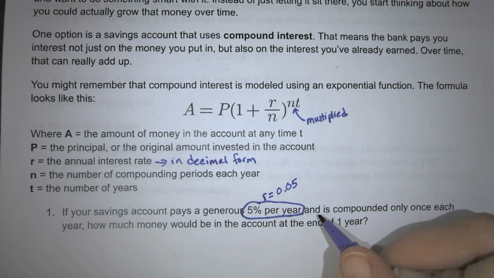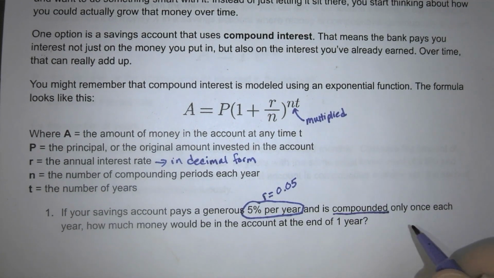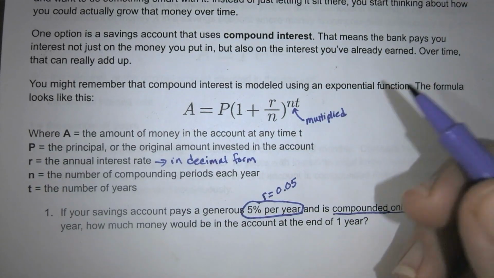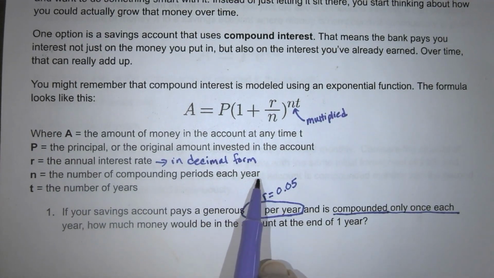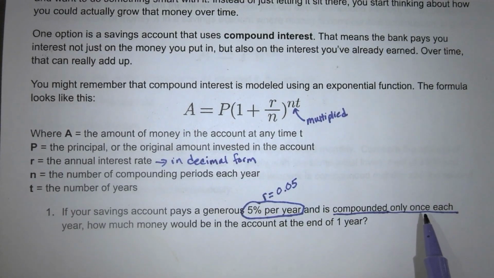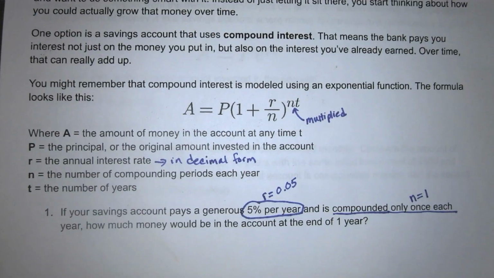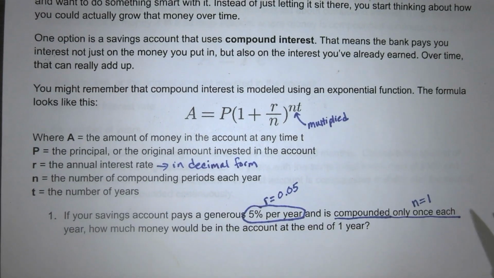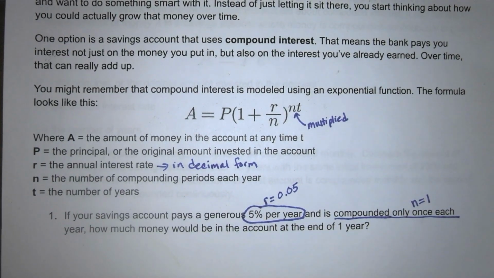All right, then it says, and is compounded. So there was a new word that we learned today, compounded only once each year. So up here it talks about compounding. N is the number of compounding periods each year. So this says once each year, which means N is going to be 1. So N is whatever number is happening each year. And sometimes it's going to be written in words and sometimes it'll be written in numbers. So you have to look carefully. Don't just go through and only look for numbers like this one.